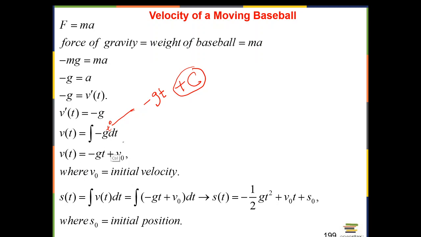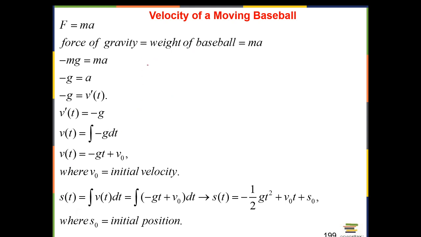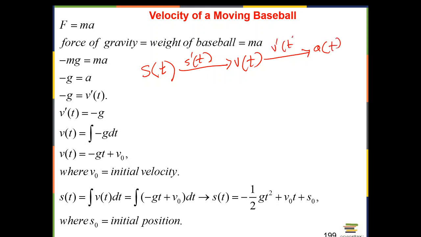Okay, now, if we have v, how do we find the position function? So let me show you here. If we have s of t, we get v of t if we take the derivative of it. And then if we have v of t, we get a of t if we take the derivative of it, right?